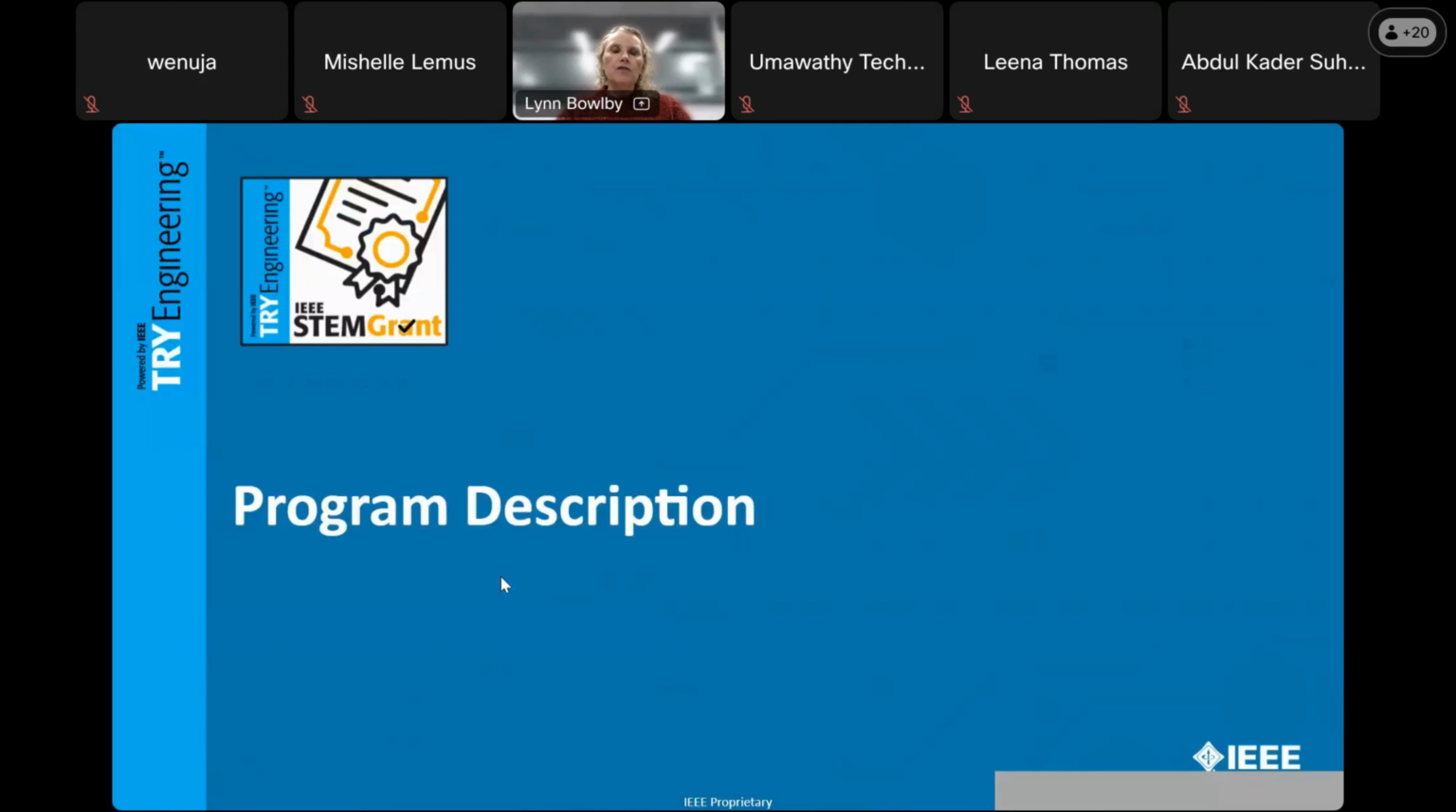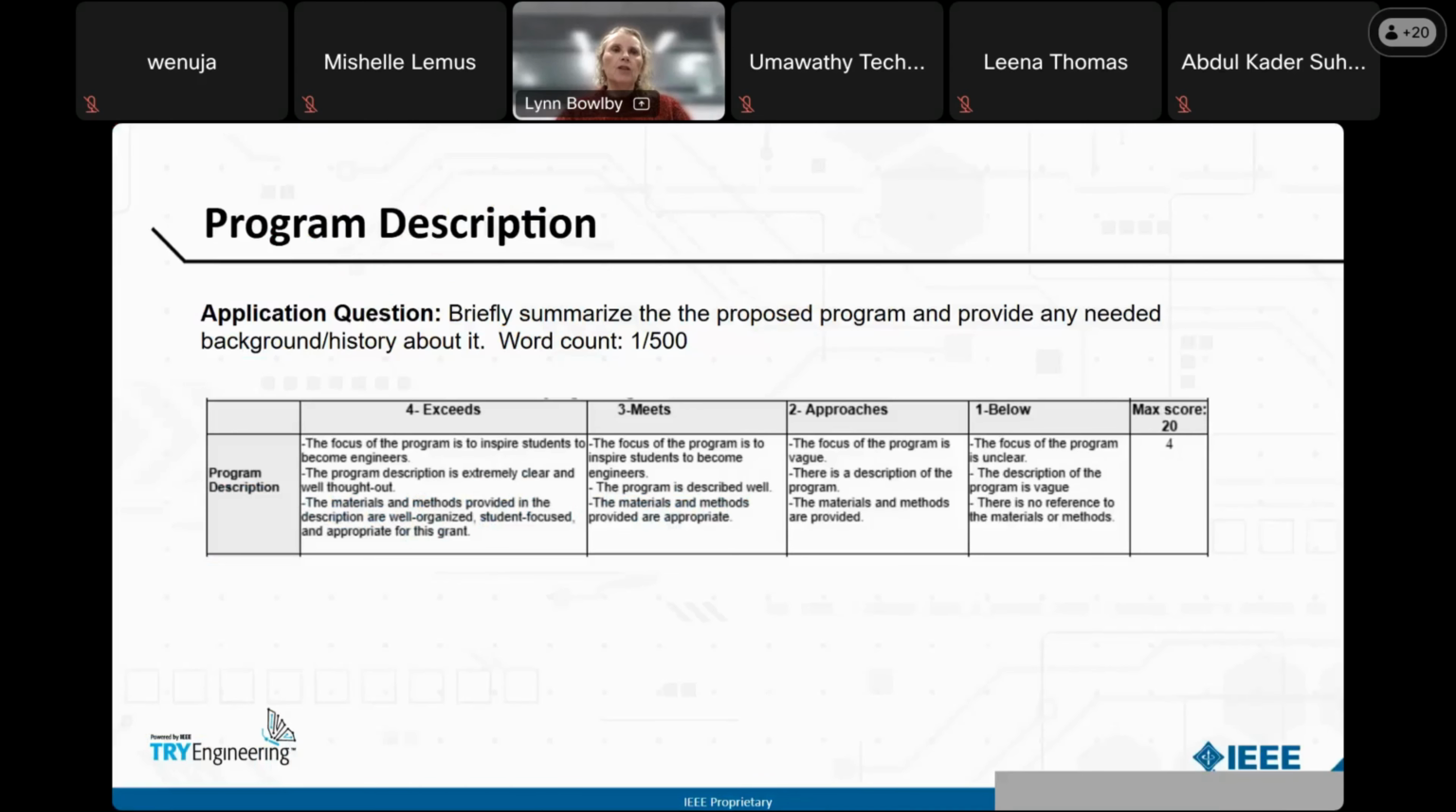So the first of those 5 criteria is program description. So when you get into the application, I think some of you may have already gone in, maybe looked at the application. I think there's over 300 people at this point who have at least accessed the application and maybe started filling it out and planned on going back later. But you'll see that there is an application question that asks you to briefly summarize the proposed program and provide any needed background and history about the program. And there is a word count of less than 500 words.